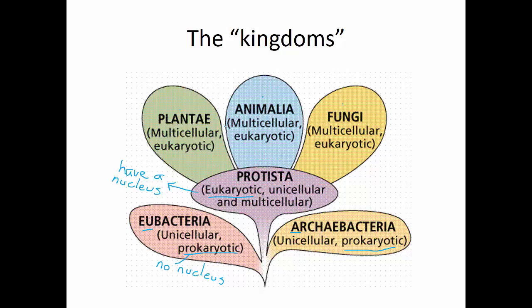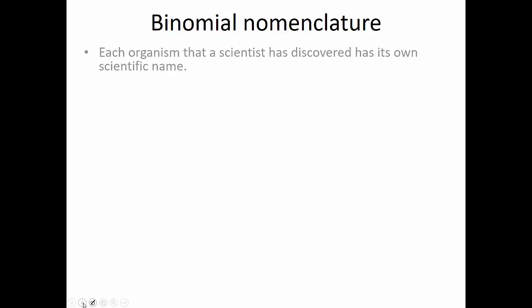Once we have our organisms fit into the classification system, we have to be able to name our organism specifically enough so that we understand its relationship to other organisms that we are aware of. And that gets us to what's called binomial nomenclature. Binomial means two, nomenclature means naming. So it's a two-word naming system. Each organism that a scientist has discovered has its own scientific name, along with at least one common name.